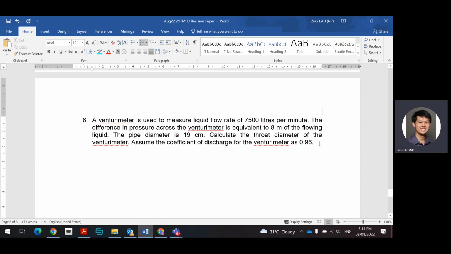Okay. So the last question here, we have a Venturi meter used to measure liquid flow rate of 7,500 liters per minute. The difference in the pressure across the Venturi meter is equivalent to 8 meters of flowing liquid. The pipe diameter is 19 cm. Calculate the throat diameter of the Venturi meter.